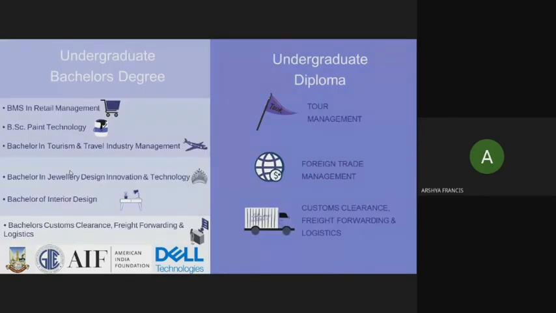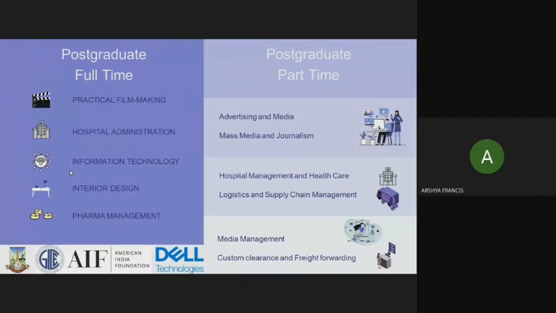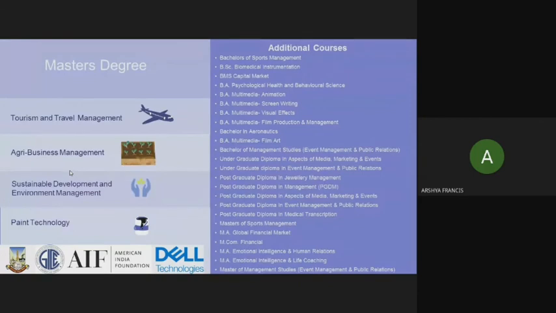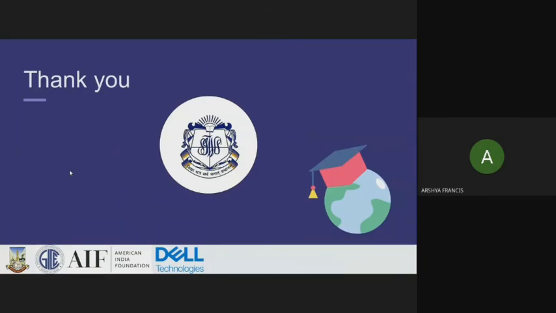We have a lot of courses here: undergraduate bachelor degree courses, undergraduate diploma courses in paint technology, retail management, travel and tourism. We also offer postgraduate full-time and postgraduate part-time. In case you want to take up something different, we offer skill-based courses here, media management, custom clearance. We also have a master's degree in tourism management, paint technology, and additional courses on multimedia and sports management. So you can have a look at some of the courses which we are offering. This is the presentation I had to show.